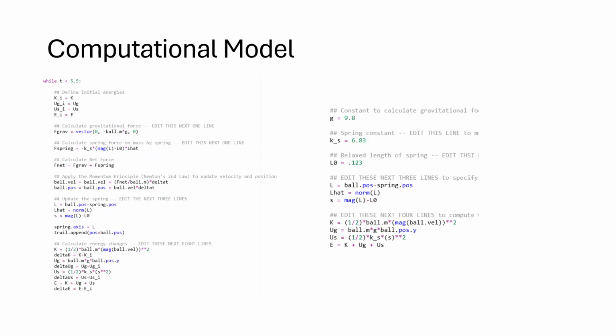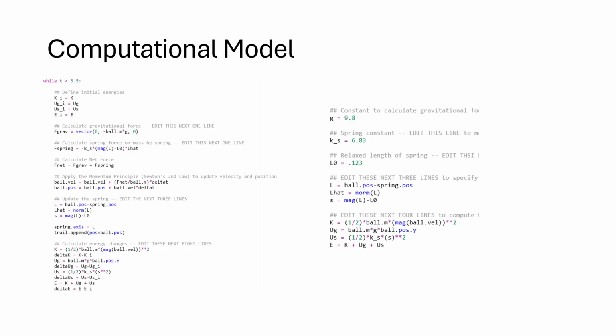So here's more of our computational model. As you can see, we did all of the equations based off the kinetic energy, the gravitational potential energy. We also did the spring potential energy, and then of course we did the total energy, which was the sum of all of the energies. We also included F grav and F spring within this, and then our F net was our gravitational force plus our spring force.